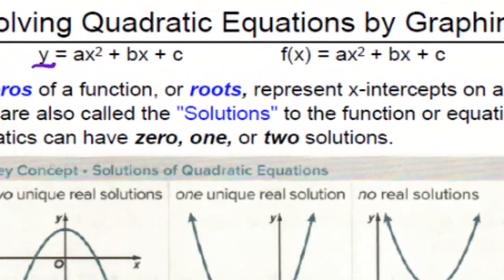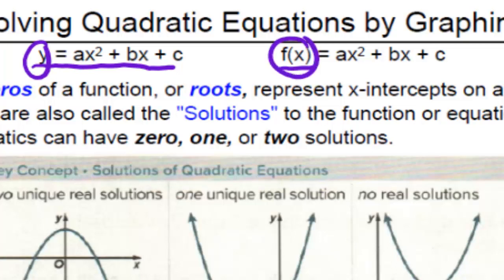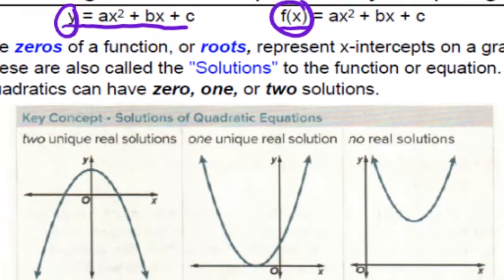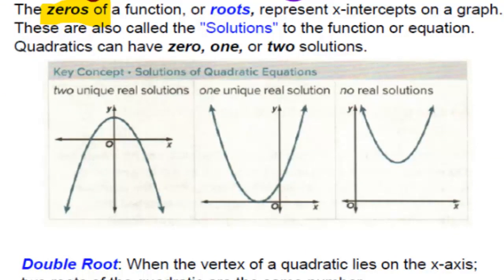On the left hand side here we have a quadratic equation because it's y equals and not f of x equals. As soon as we put the f of x in there on the right hand side, we have a quadratic function. So y and f of x are the same thing. They're both output values. It's just one is written as an equation, one's in function form. The zeros of a function, or roots, they represent the x-intercepts on a graph. They're also called the solutions to the function or equations. Now quadratics can have 0, 1, or 2 solutions.